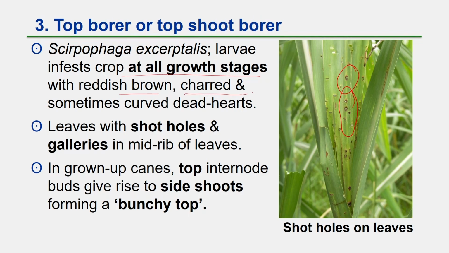Reddish brown, charred and sometimes curved dead hearts. Leaves with short holes and galleries in midrib of leaves. In grown-up canes, top internode buds give rise to side shoots forming a bunchy top. You can see short holes on the leaves.